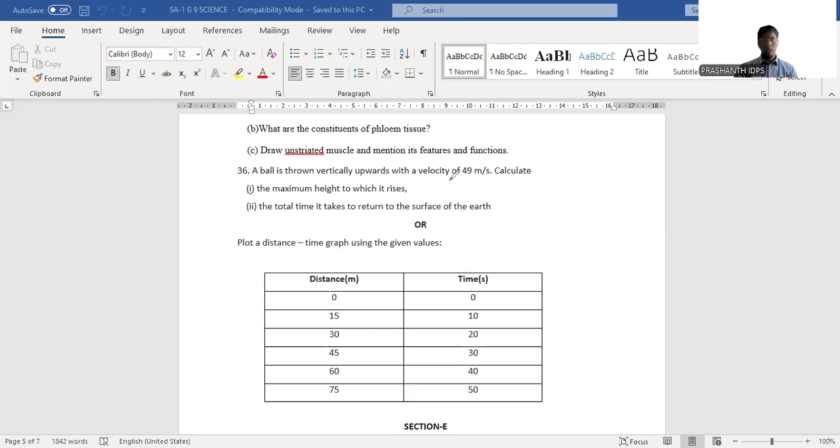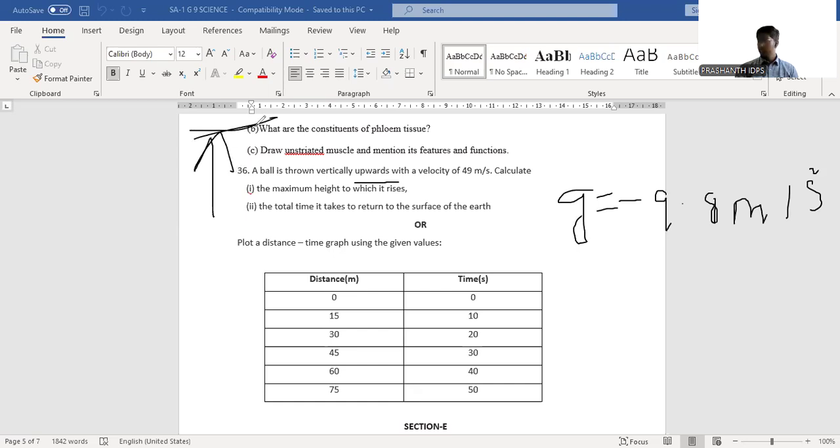Okay, upward with a velocity. He's talking upward, so the g value is not given. You may take g equals minus 9.8 meter per second square. And when it goes to maximum height, what will the final velocity be? The final velocity v value will become zero.